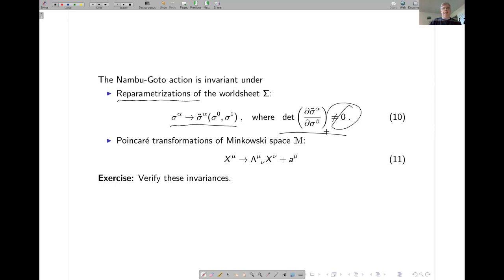It also has another symmetry which it inherits from Minkowski space. Namely, last time we discussed Poincaré transformations, and I've listed here again in formula 11 how Poincaré transformations act. And of course, the Nambu-Goto action must be Poincaré invariant. And you can check for both these conditions that they are satisfied.